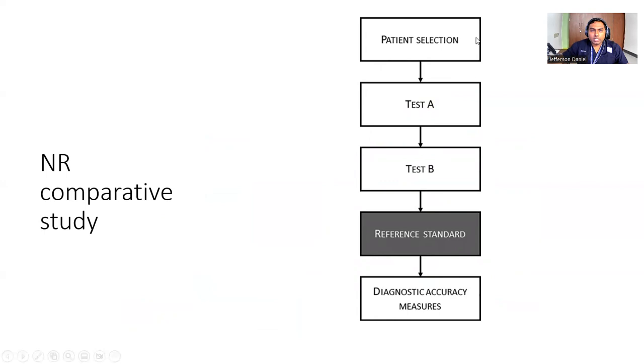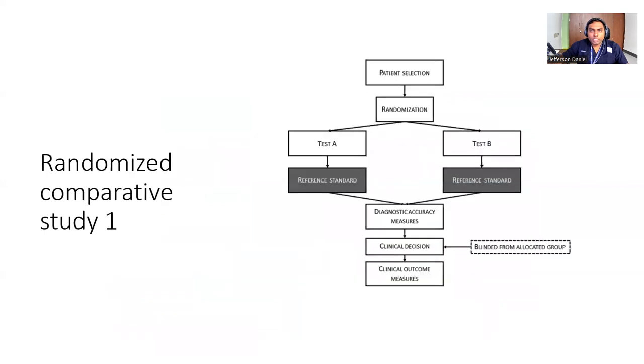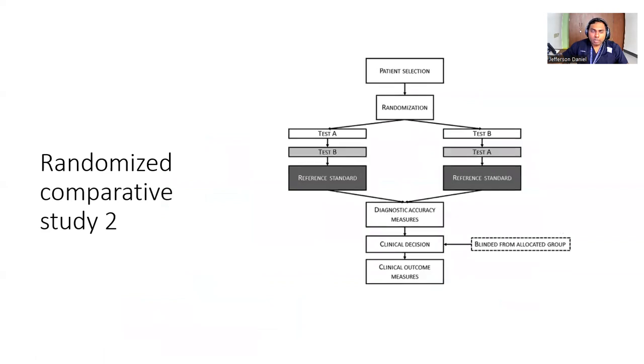In simple terms, patients are selected, both of them go through test A and test B, both of them undergo the reference standard, and then you calculate diagnostic accuracy measures. Now, the randomized has two methods. In the randomized method, you randomize, and half of them will go through test A, half of them will go through test B. There's a different method where you randomize only the order in which the tests are done.